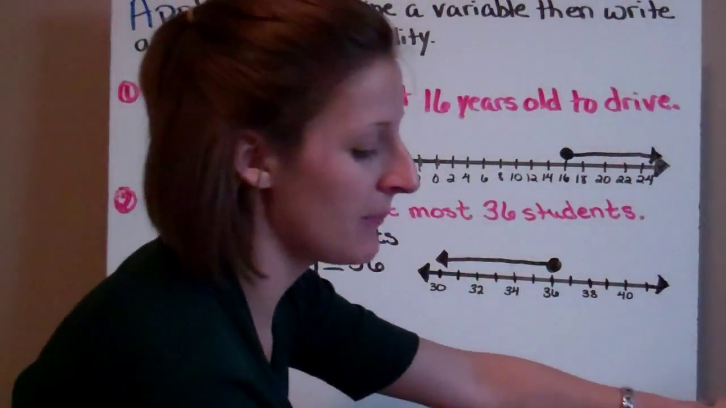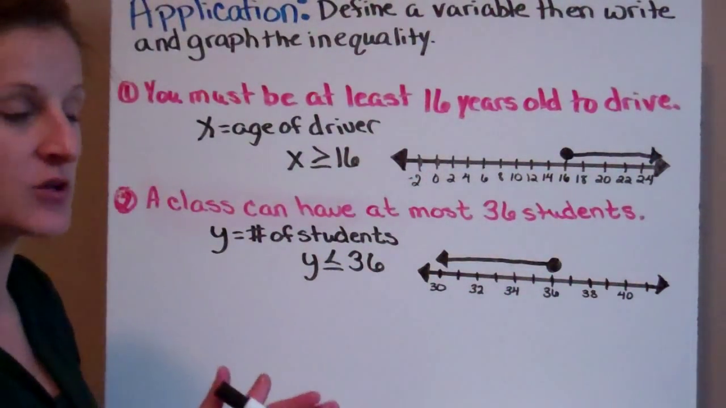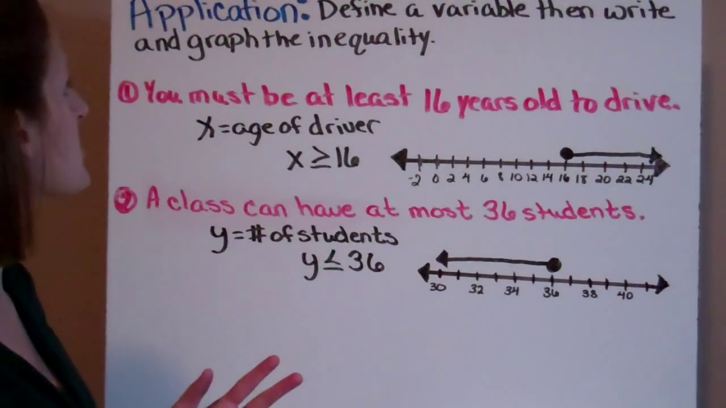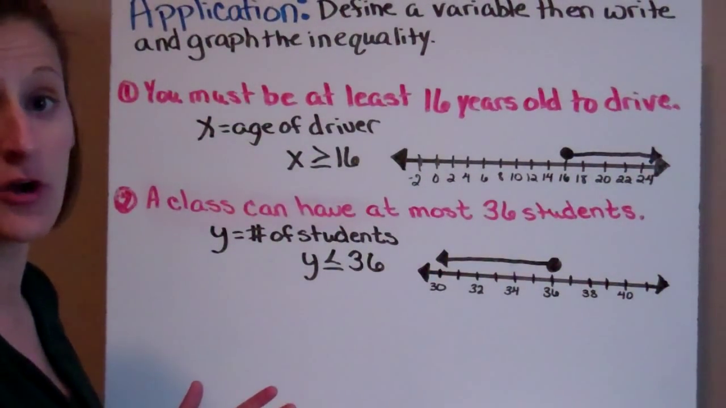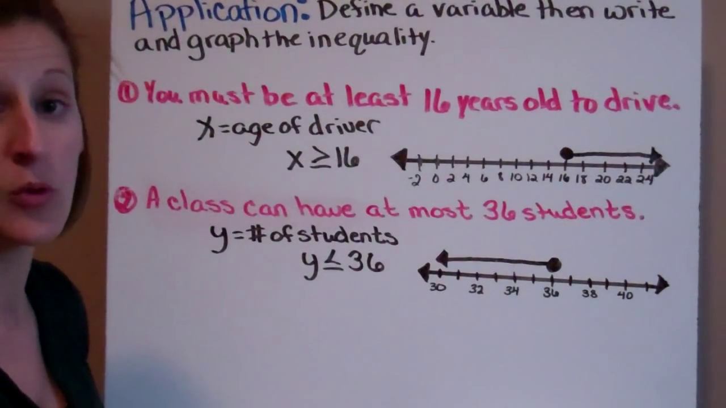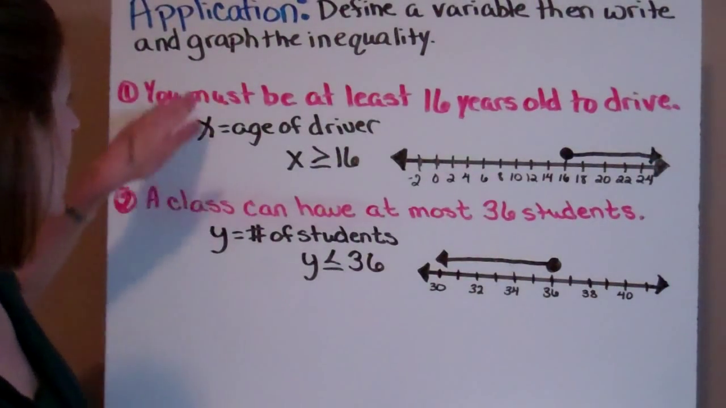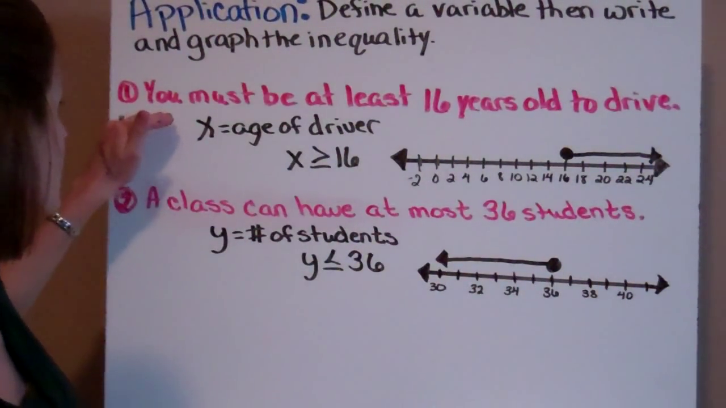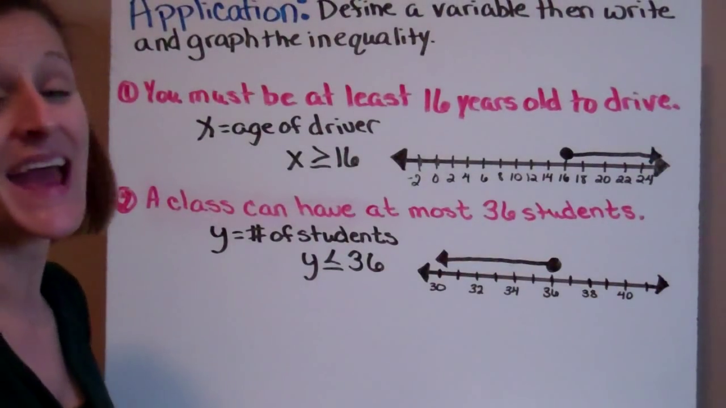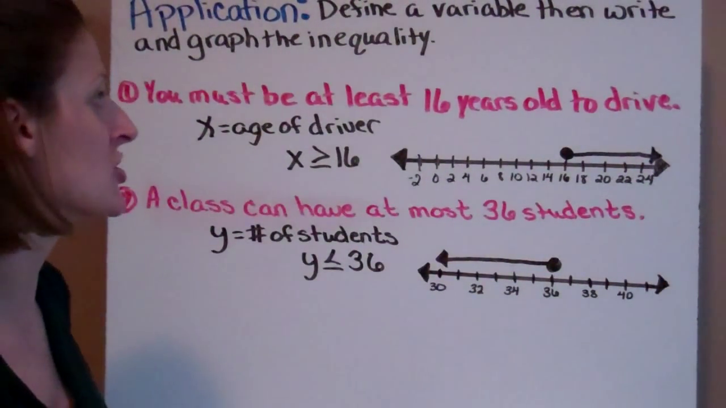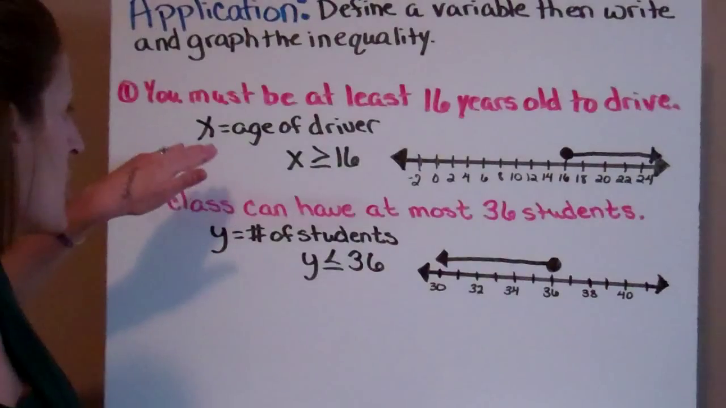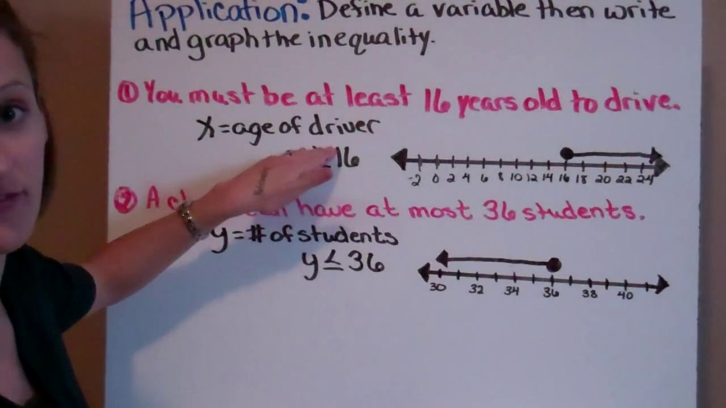Alright, let's look at some application problems because we all love those word problems. Basically we need to define a variable, which means what does your variable represent, and then write and graph the inequality. Okay, this first one. You must be at least 16 years old to drive. Alright, so my x is going to be the age of a driver.